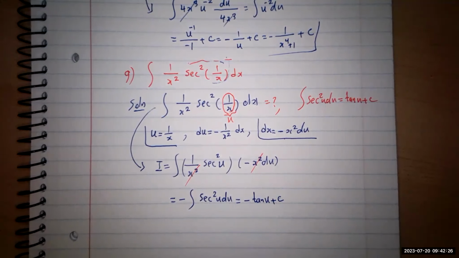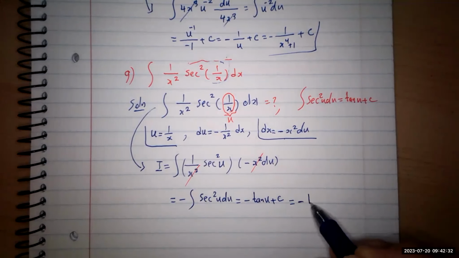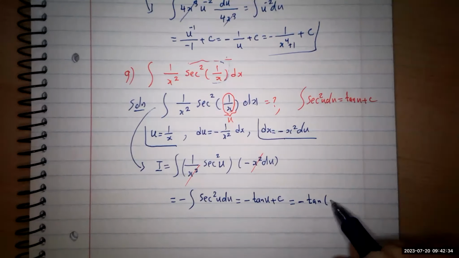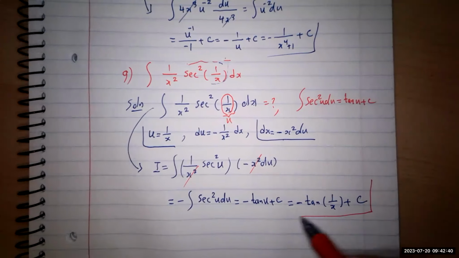But we have to substitute for u. U is 1 over x. So the final answer is going to be negative tangent of 1 over x plus the constant c. This would be the final answer.